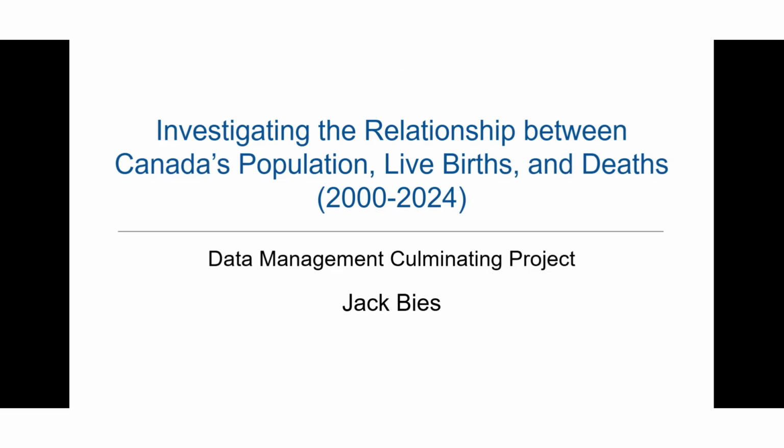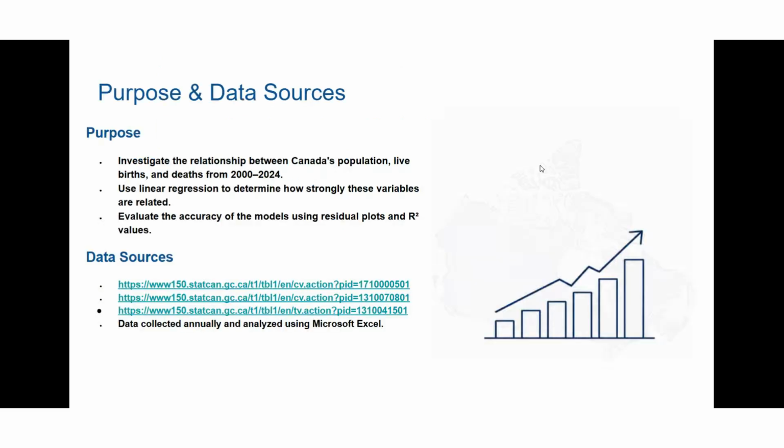To answer my question, I found three tables on Statistics Canada: one on population per year, one on births per year, and one on deaths per year in Canada. I copy and pasted the info into a Google Sheets document. From there, I calculated the measures of central tendency and the measures of spread. I made graphs such as scatter plots, residual plots, histograms, and box plots, just to really analyze these three variables. Population was my dependent variable, while live births and deaths were my two independent variables.